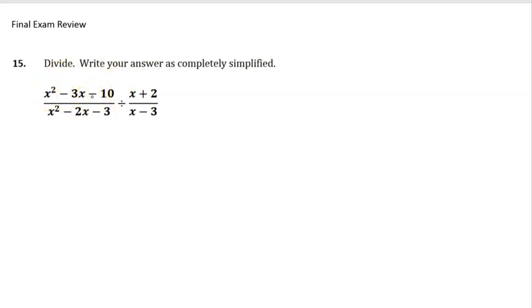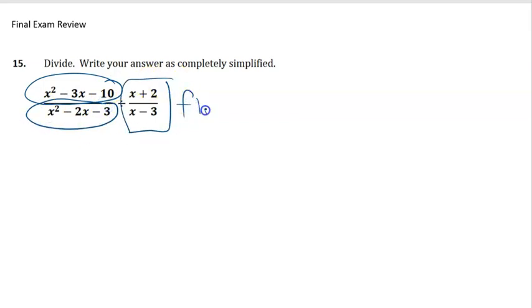So, also, I'm going to factor this numerator, and I'm going to factor this denominator, and I'm going to flip the second fraction upside down so we can multiply. Okay, and actually we're not going to do any multiplying, we're just going to cancel. So multiplies to be negative 10 and adds to be negative 3. Why am I doing that? Because this is a trinomial.